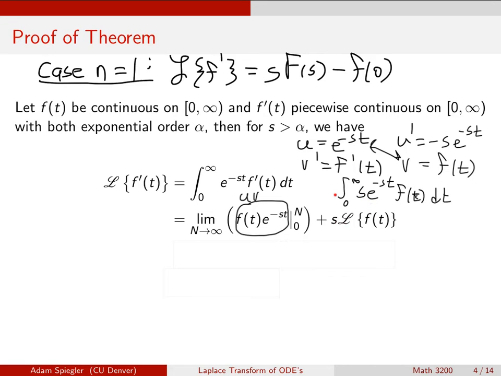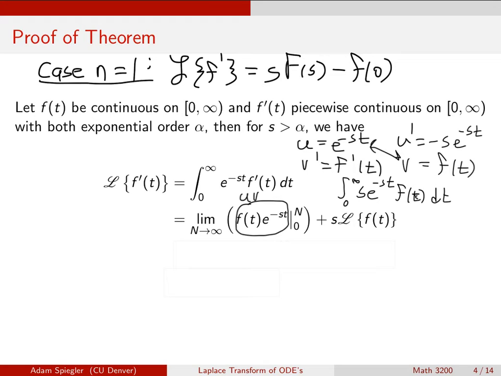If we pull the s out from inside the integral, then what's left is e to the minus st times f of t, which is, by definition, the Laplace transform of f of t. So that was the key step here. So really, proving it for the case for n equals 1 is just an application of integration by parts.